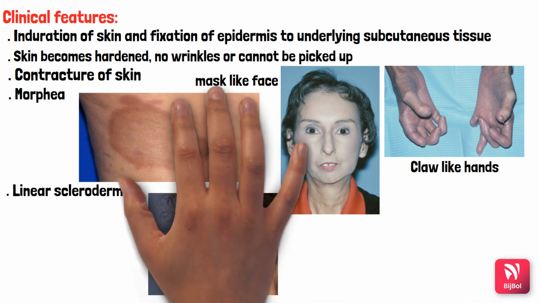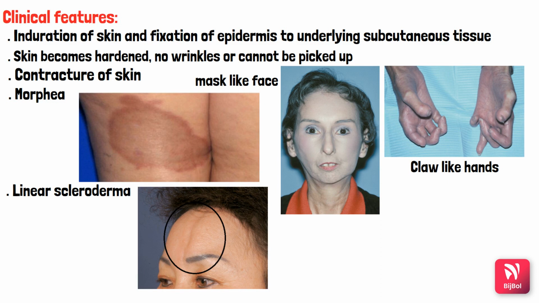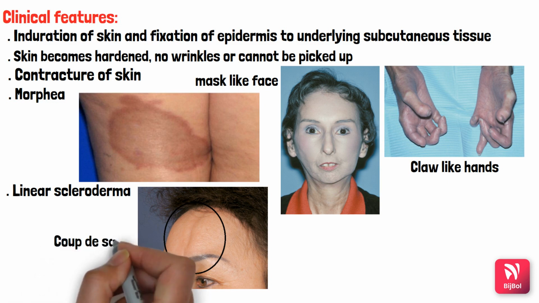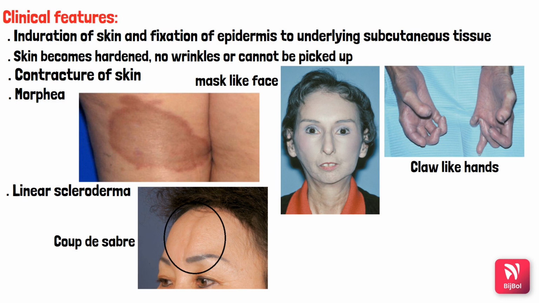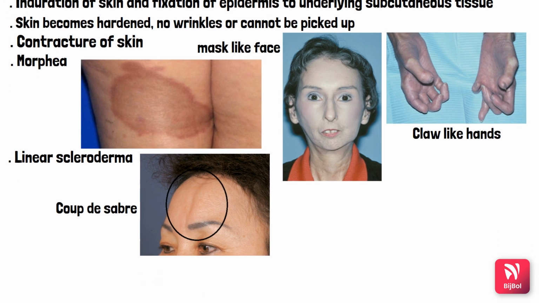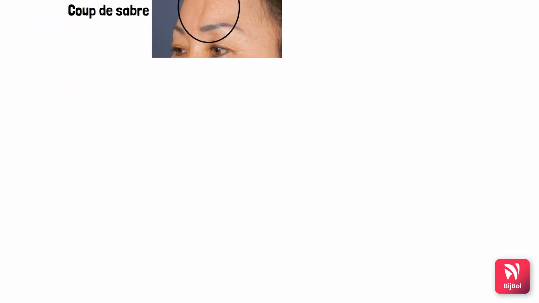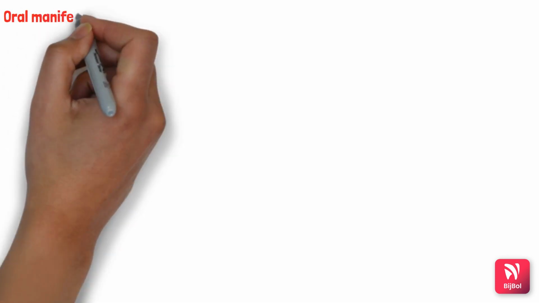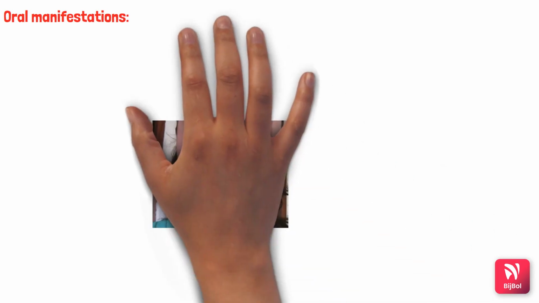Here what happens is that a ridge-like elevation is formed on the forehead, as you can see in the picture. This ridge-like elevation is most commonly termed coup de sabre. That means it resembles the mark produced by a blow of a sabre. Sabre is nothing but a sword. When you give a blow with a sword, you can feel that elevated ridge on the forehead. That is linear scleroderma.